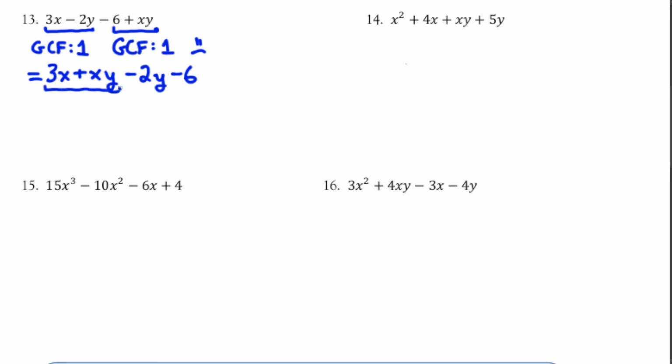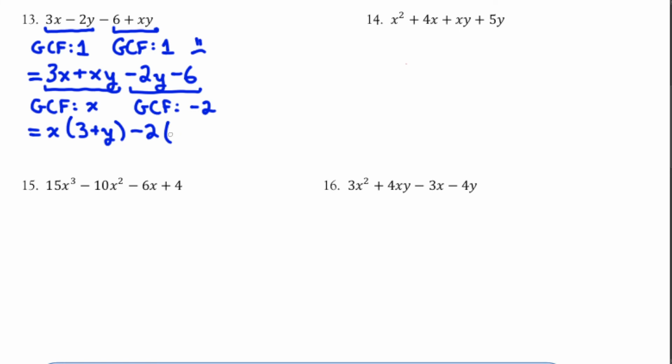Now the first 2 terms have a greatest common factor of x. And these last 2 terms have a greatest common factor of -2. Take out the greatest common factor. When I take -2 out of -2y, I just have y. When I take -2 out of -6, I have 3. Well, we at least got some little greatest common factors out, but did factoring by grouping work?